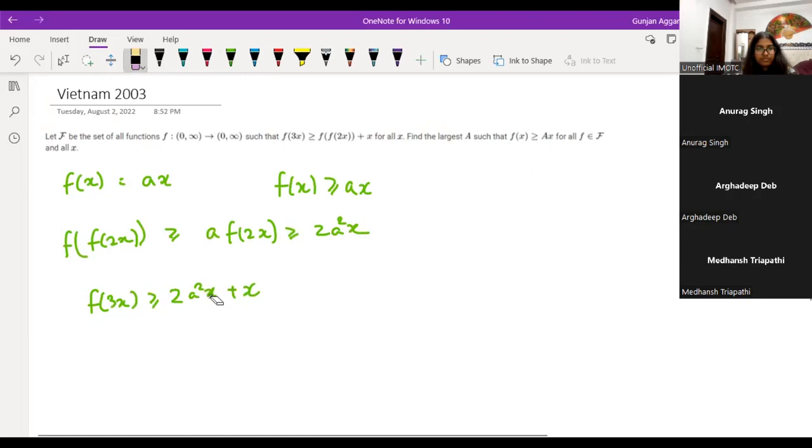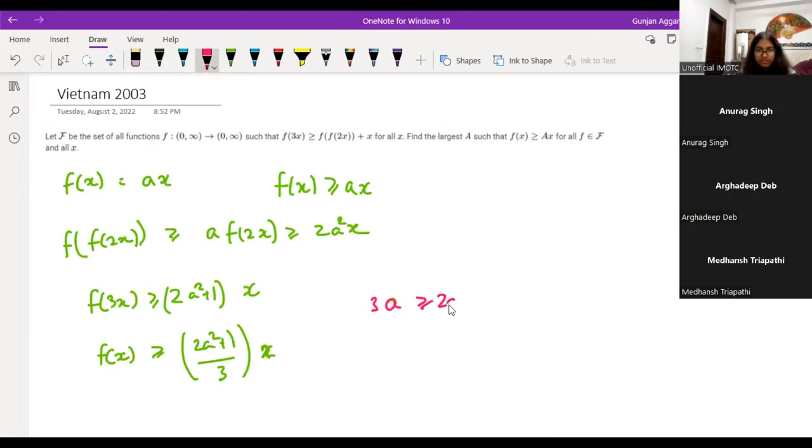And then we are getting another constant, that is 2a square plus 1 by 3. Basically f of x is greater than or equal to 2a square plus 1 by 3, and then this has to be less than a because we assume that a is the largest. So we'll get that 3a is greater than or equal to 2a square plus 1, and then this gives that a is between 1 by 2 and 1, and a is equal to 1 by 2 works. So a is equal to 1 by 2.